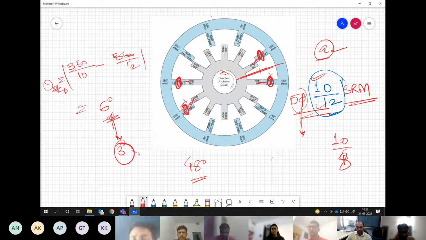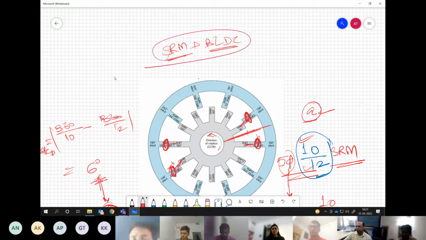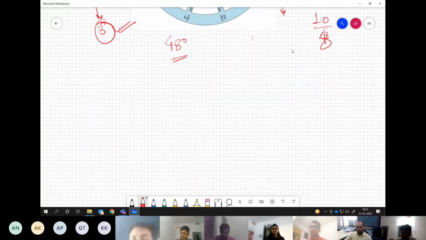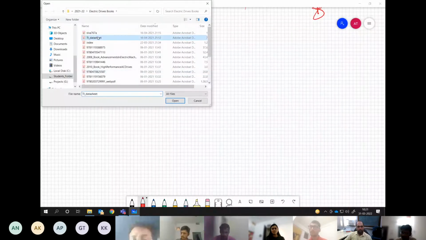This is the typical way stepper motors are operated. A stepper motor, by the way, is a combination of both the SRM plus BLDC, which means it has a magnet also and it has the reluctance torque also. So to illustrate that a little better, let us see.